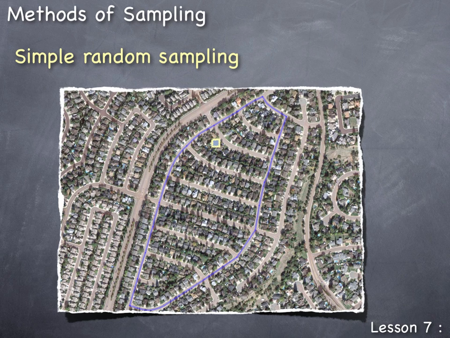And then this process can be repeated over and over again to randomly select all the households in our sample. So let's say another household is selected, and another one, and another one. This process is continued over and over again until the appropriate sample size is achieved.